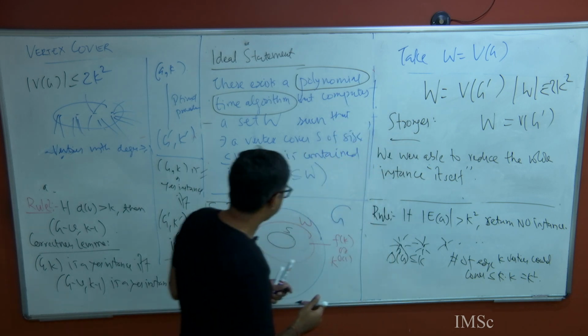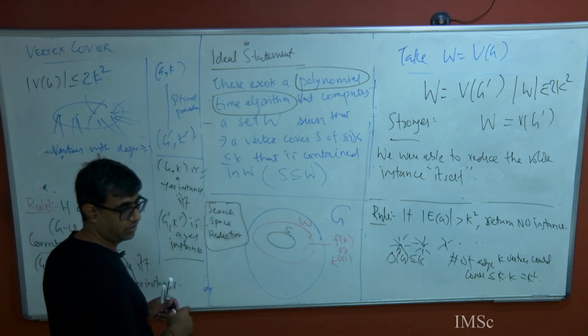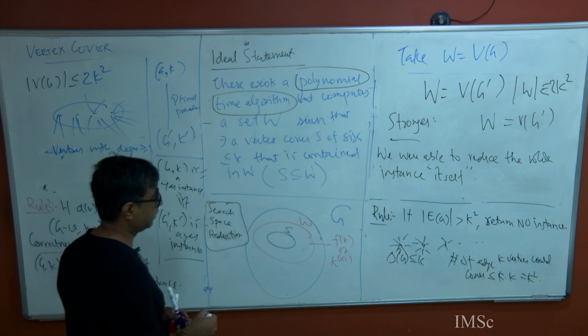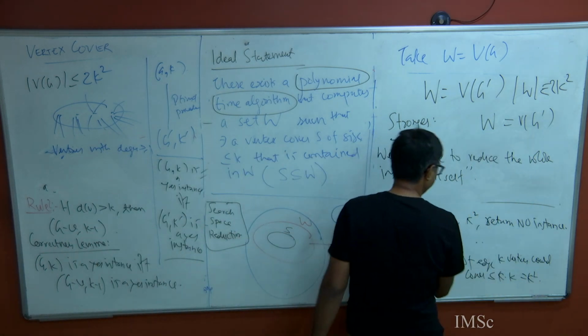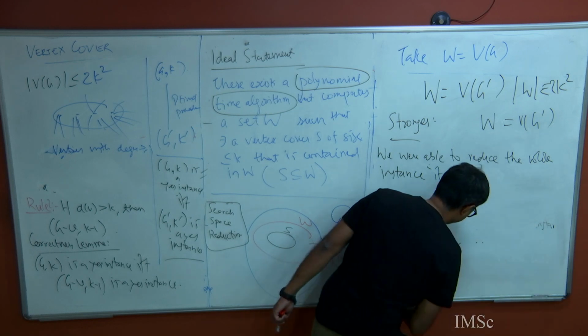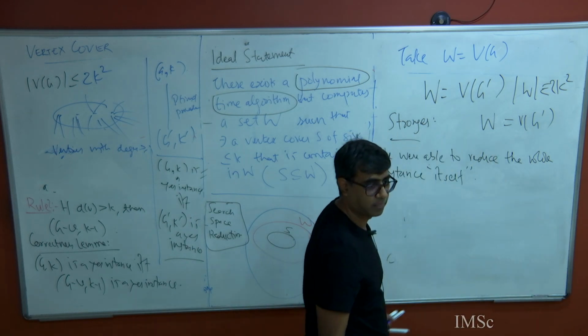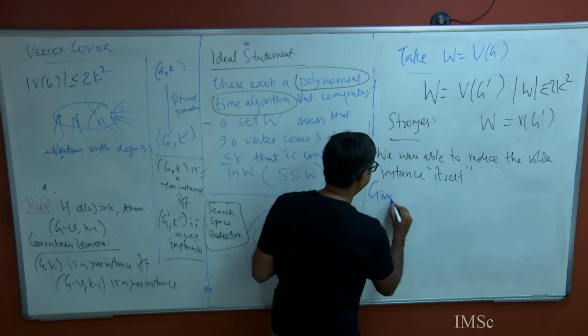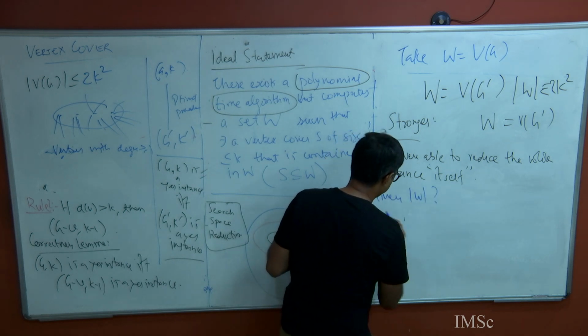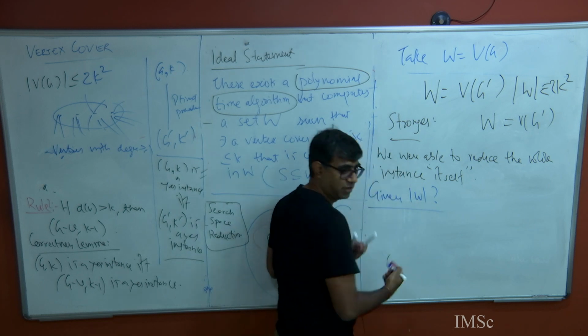Okay, we will give it a name at the right time. We will not go here. So now what is the natural question to think? Given this W, what are the natural questions? What are the questions that you can think of? What could we try?